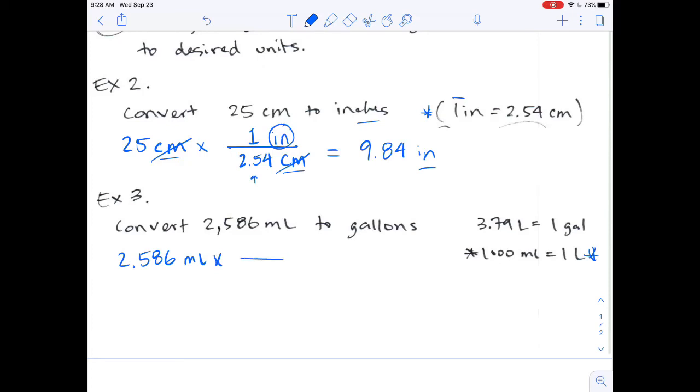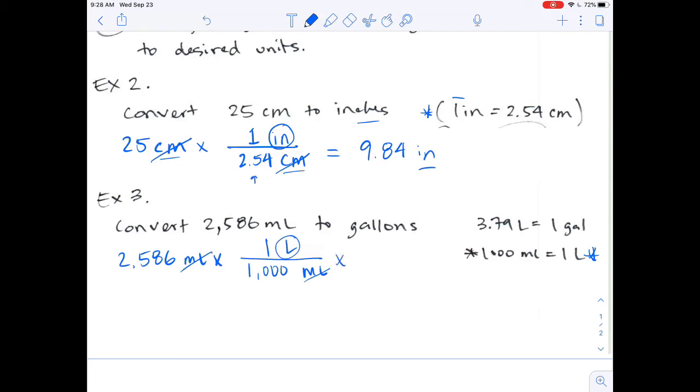So let's do that. First, the conversion factor that I know is that I want to get rid of milliliters, so I'm going to write milliliters down there. And the only conversion factor I know from milliliters is there are 1,000 of them in 1 liter. So I'm going to write 1 liter here and write 1,000 milliliters there. I've just canceled out milliliters. And right now I'm left with liters, but I don't want my answer in liters, I want my answer in gallons. So I'd keep going.